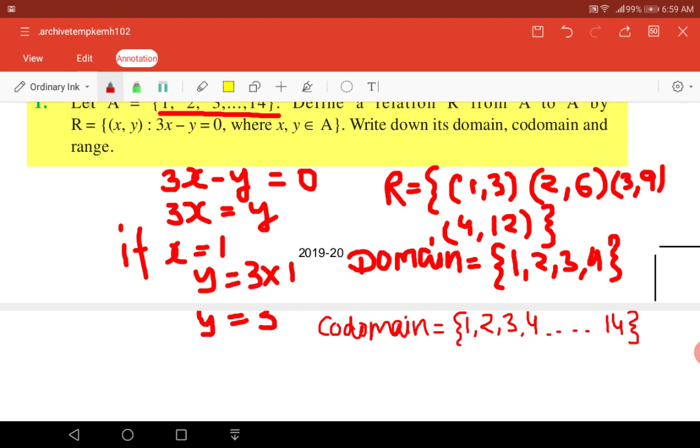Now come to the next, that is we have to find out the range. So as we know, range is the set of all the second elements of the ordered pairs. So here we have 3, 6, 9 and 12. So we can say that the set {3, 6, 9, 12} is the range for this question. Okay, so this was our first question. Let us move to the second question.